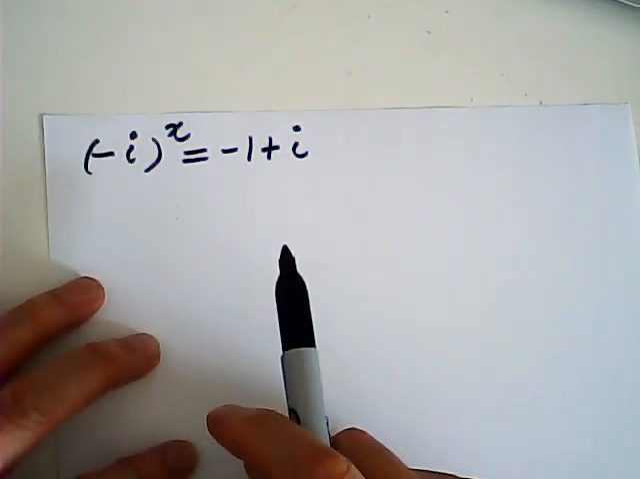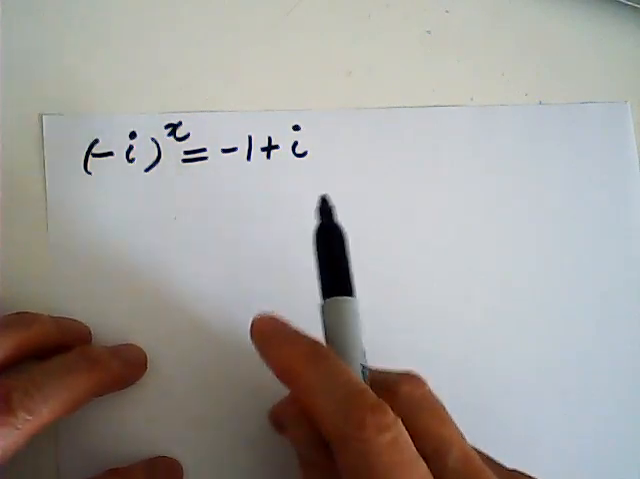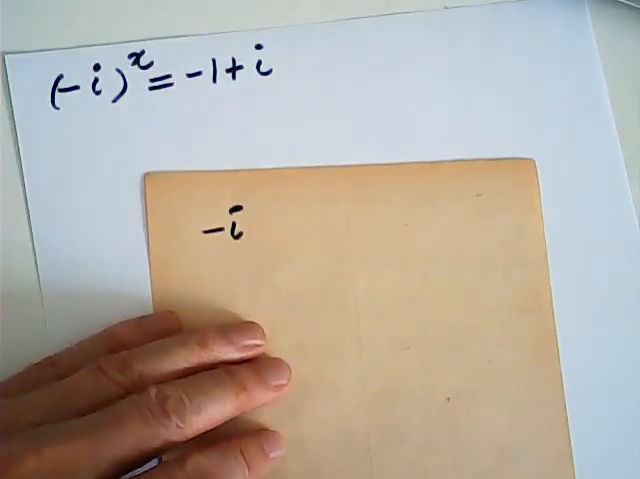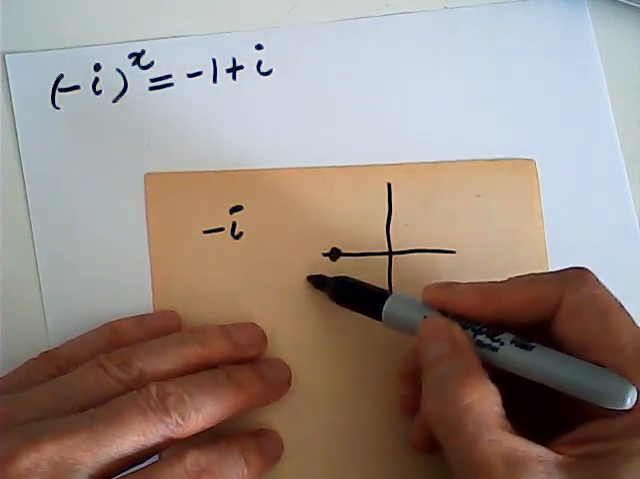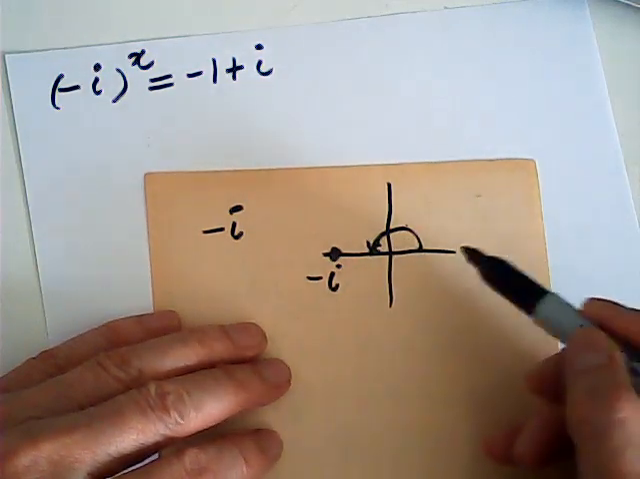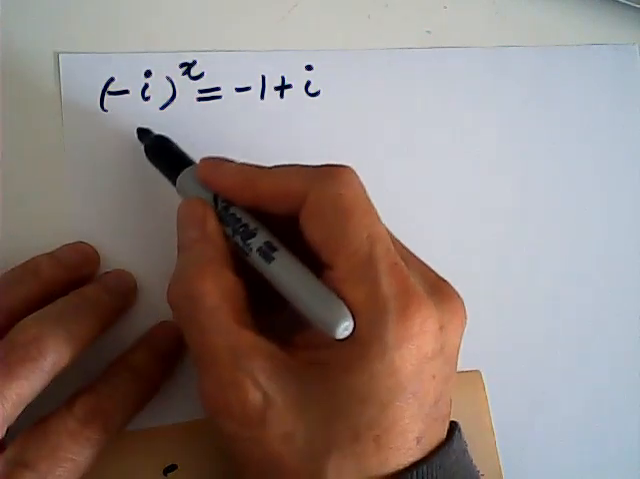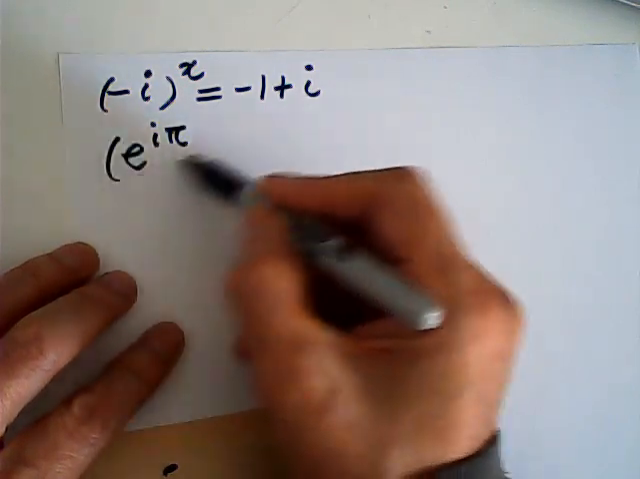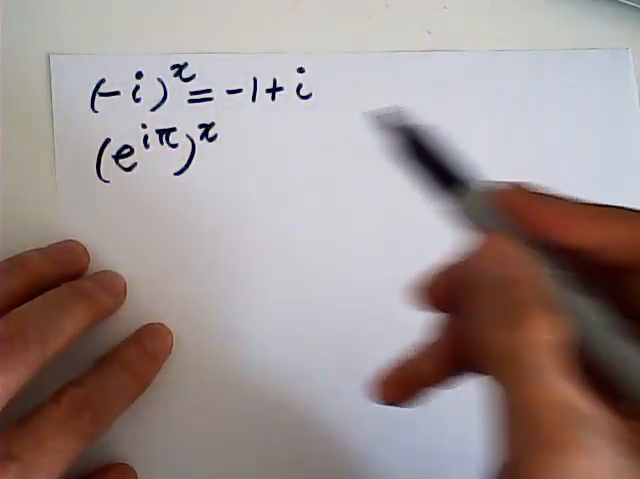How do we start? Now, what is negative i? Negative i is a complex number, right? This is negative i. So the argument is pi, and the modulus is 1. Therefore, this is e to the i pi, and x. Yeah, that is the left-hand side.